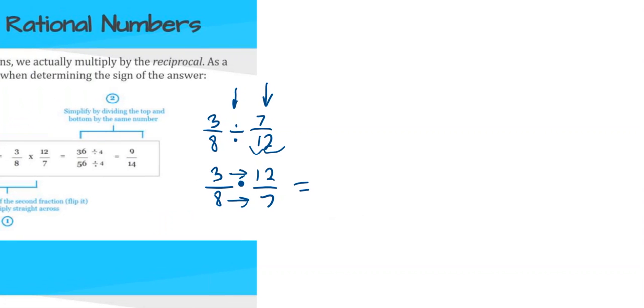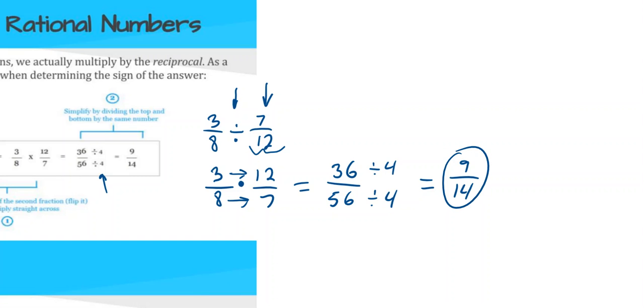Okay. So 3 times 12 is 36. 8 times 7 is 56. Now, if you weren't sure, you could divide by 2, but I know that 4 goes in there. We can divide the top and bottom by 4. And we get 36 divided by 4 is 9. 56 divided by 4 is 14. Done.